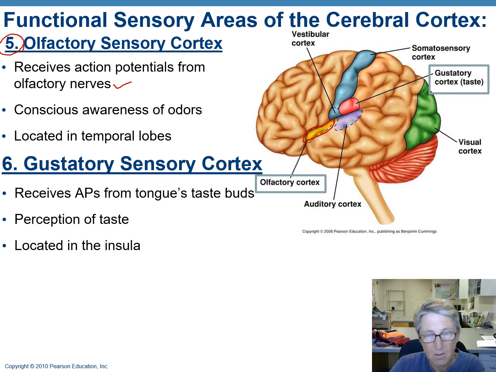And then number 6, the 6th of the 8 sensory areas of the cerebral cortex, is the gustatory or taste cortex. So it's located right here. It receives action potentials from your taste buds. And we'll look at the biochemistry of taste buds and sending action potentials when we do the special senses.